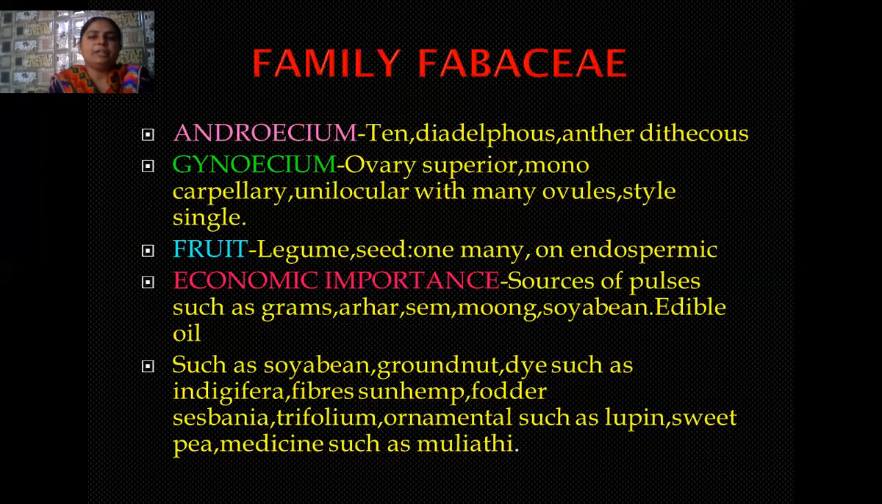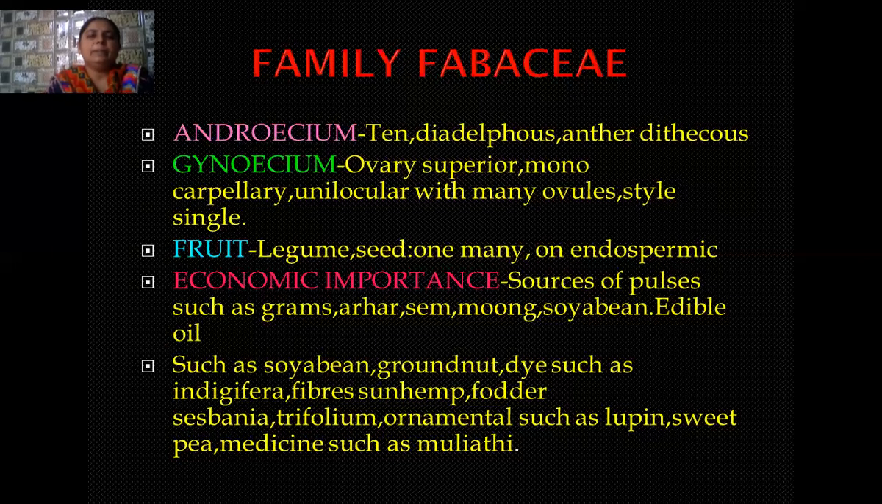Okay, economic importance. So this type of plants are the main sources of pulses such as grams, arhar, rajma, moong, soya bean, and edible oil can also be extracted from these plants such as soya bean oil, groundnut oil. They are also the sources of dye such as indigo dye that you use for your white clothes. Fibers, sun hemp fiber is there, then fodder such as Sesbania, Trifolium.